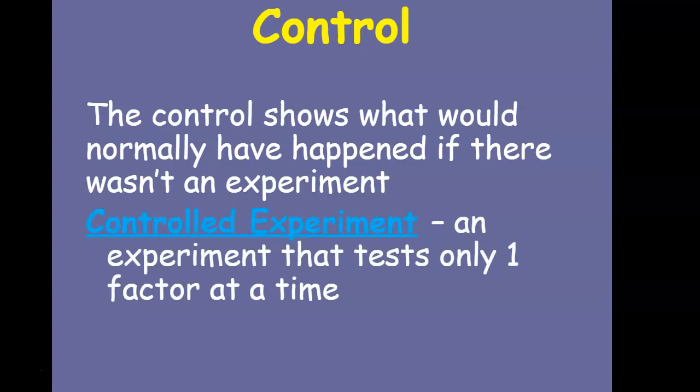In other words, a controlled experiment is one that tests only one factor at a time. For instance, if we were thinking about plants, it might be the color of the plant remains the same, or it could be the plants that grew the most, or the ones that produce the most leaves, or the ones that produce the most flowers. So as long as you're only testing one of those, then that's what we call a controlled experiment.